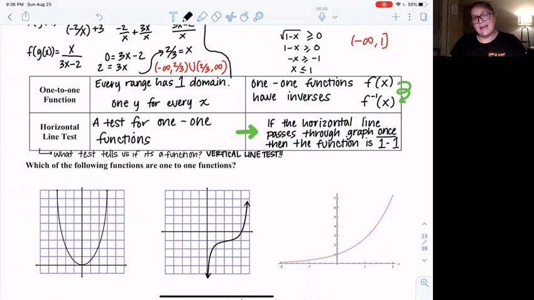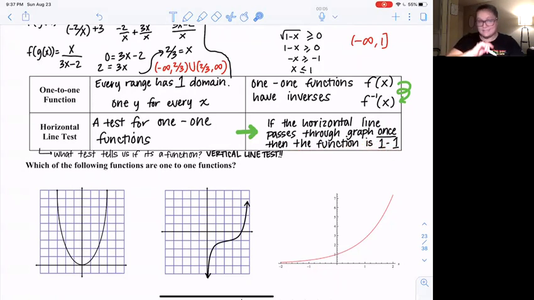So when you're looking at how you can tell if you have a one-to-one function, you have to do this thing called the horizontal line test. Now, the horizontal line test is exactly what you would think. If a horizontal line passes through the graph only once, then the function is one-to-one.